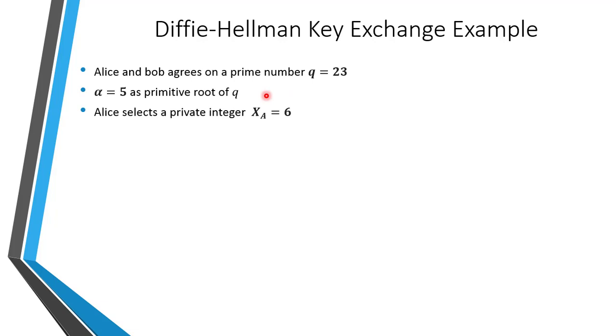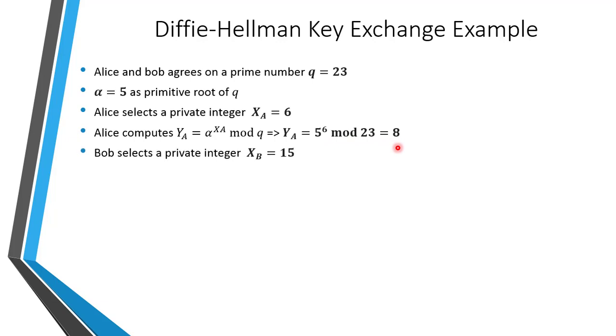Next, Alice selects a private integer XA equal to 6, and Alice knows the two global public elements Q equal to 23 and alpha equal to 5. So now Alice will generate her public key using YA equal to alpha raised to XA mod Q, which is equal to 5 raised to 6 mod 23, and the answer is 8. Now on Bob's side, Bob selects a private integer 15 and computes his public integer, that is YB equal to 5 raised to 15 mod 23, which is 19.